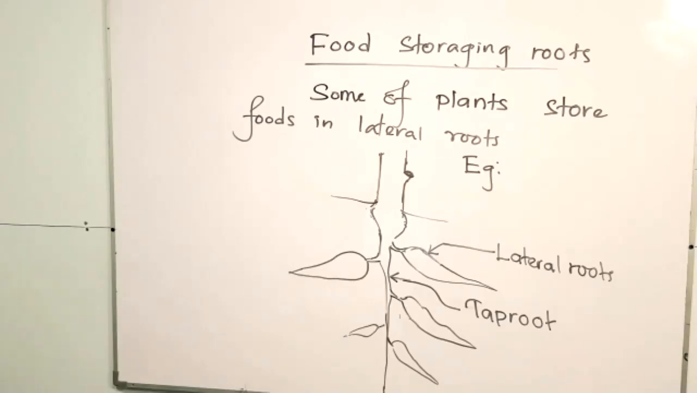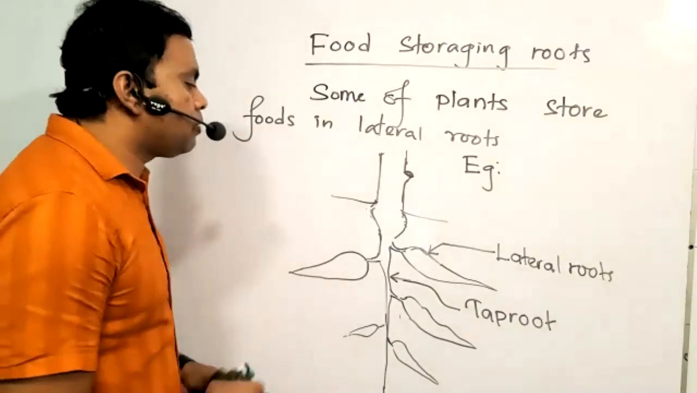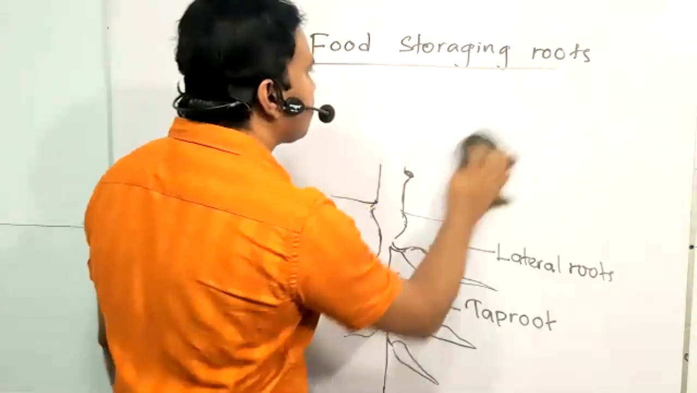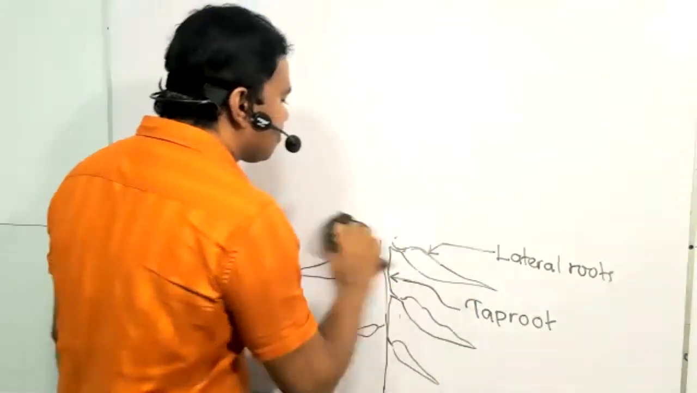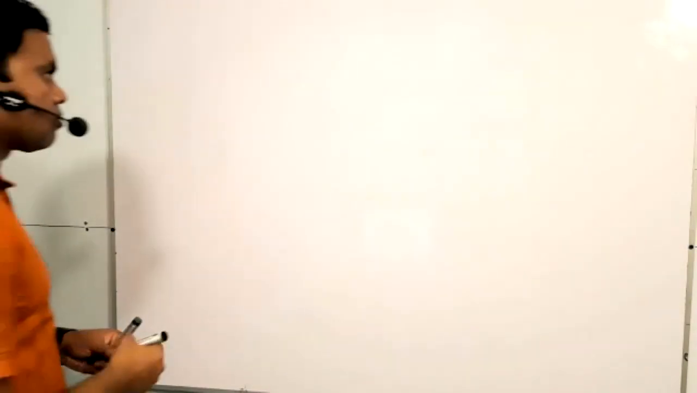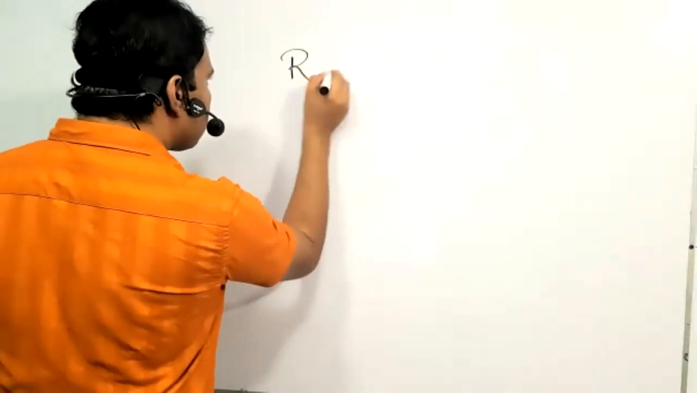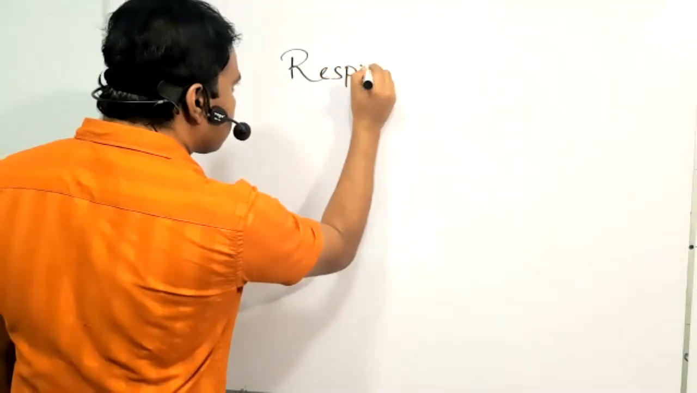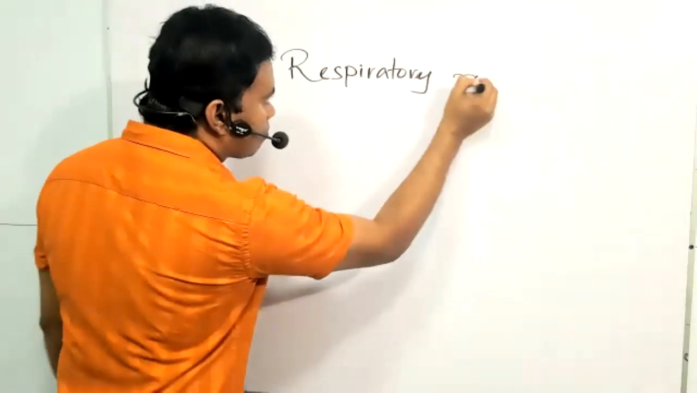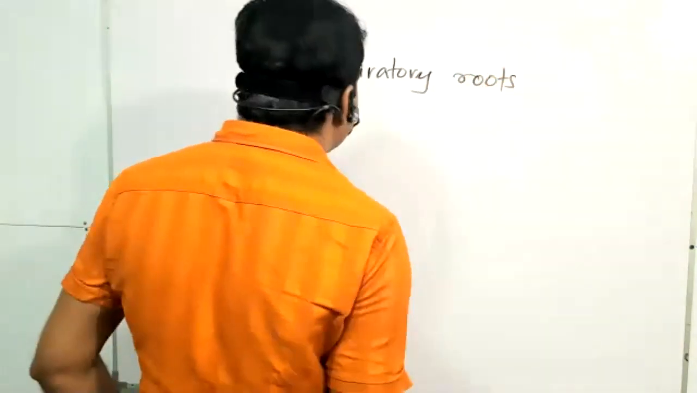Okay, next. We have a somewhat strange type of root system we have to know. That's respiratory roots.